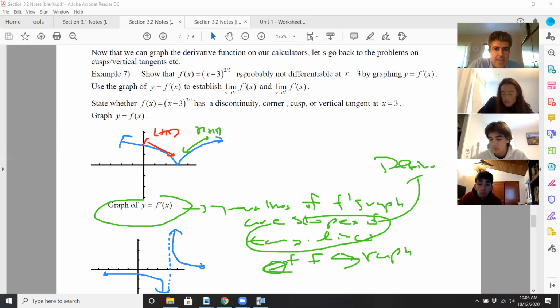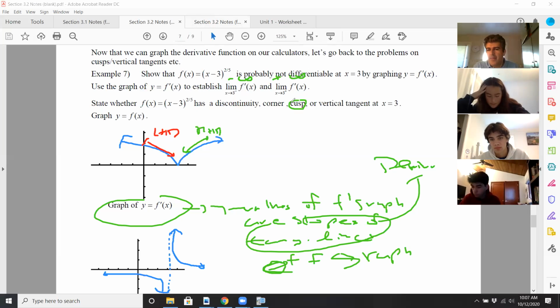So just notice as I get closer to x equals 3 from the left side, what's happened to y here? It's shooting down forever on the derivative graph. If I get closer to 3 from the right side, it's shooting up forever on the derivative graph. So what's happening is that this is going to be negative infinity. That's going to be positive infinity. Therefore, we have a cusp. That's how you can tell. That's how you do analytically. Well, graphically, and you connect it to the analytical part.